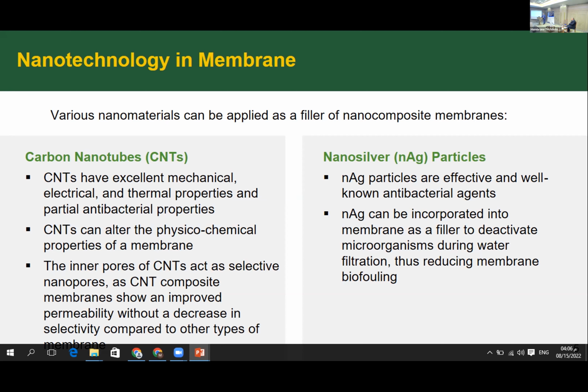Regarding the nanosilver particles, for sure we know that they are excellent antibacterial agents, so we can add them to the membrane material if you want some disinfection capacity of the membranes. But they can also be incorporated in the membrane as a filler to deactivate the microorganisms during water filtration, thus reducing the membrane biofouling as well.